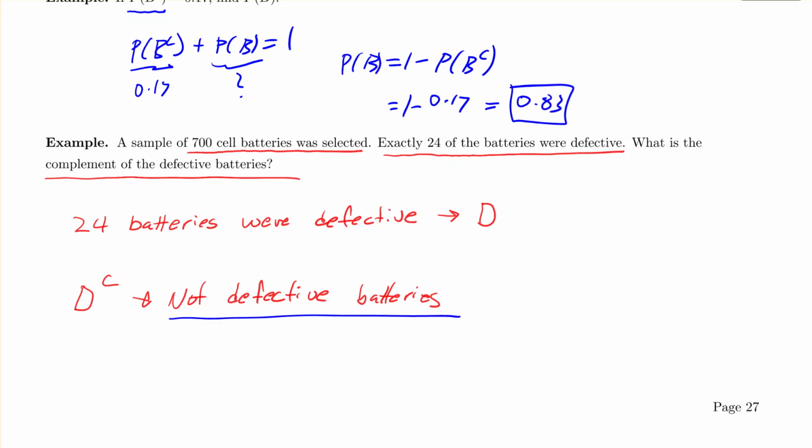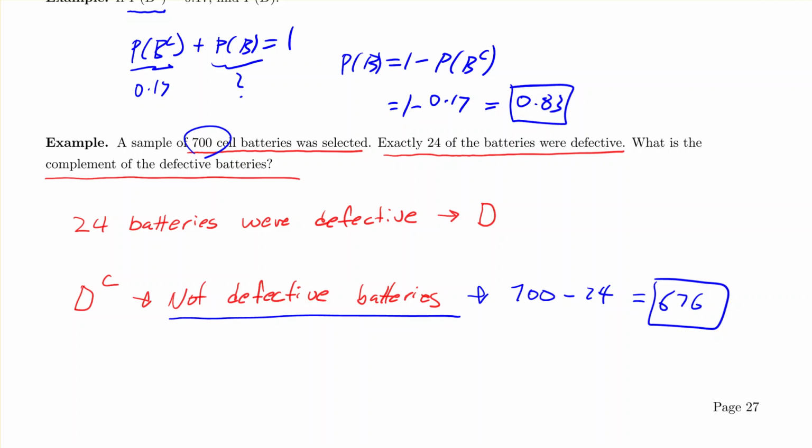Not defective batteries, which we can find by 700 minus 24. We have a total of 700 minus 24, which is defective batteries. Then we get not defective, 676. Pay attention, in this problem, it did not ask for the probability of the complement of defective batteries. It asked just the complement.